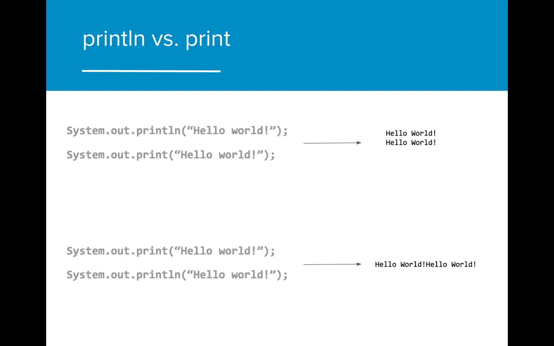If you were to use println followed by print, the print statement will appear on the next line, but if the print statement comes before the println, the statement will stay on the same line. Println affects the subsequent line, not the one that comes before it.